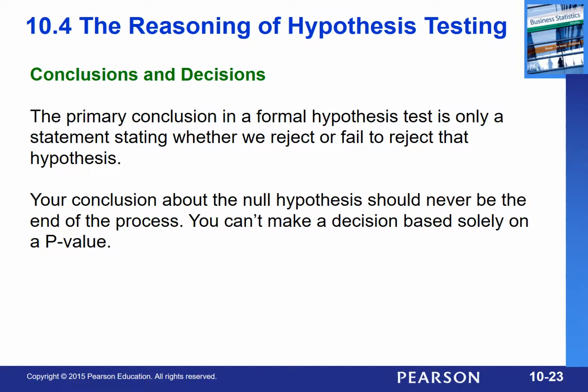Conclusion time. The formal hypothesis test is only a statement stating whether we reject or fail to reject. Your conclusion about the null hypothesis should never be the end of the process. You should always make your decision not solely on the p-value. You should look at other things involved. Does it seem reasonable? I want to warn you right here, when you're writing your conclusion, I'm looking for not only did you make the correct decision, reject or fail to reject, because those are the only choices, but also, did you tell me the answer to the question being posed?